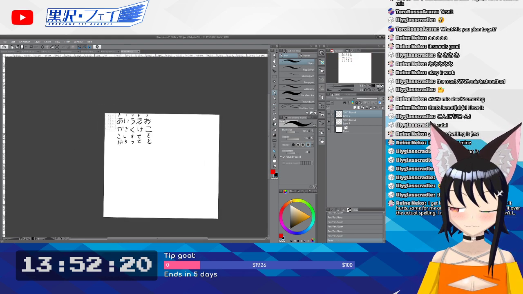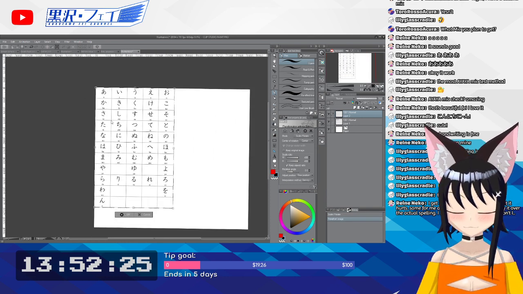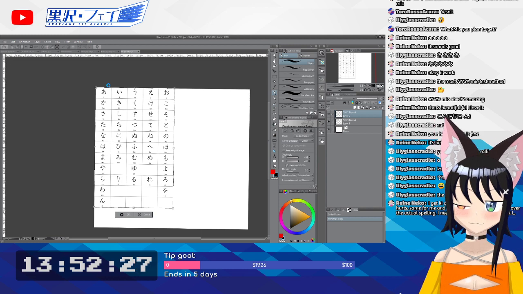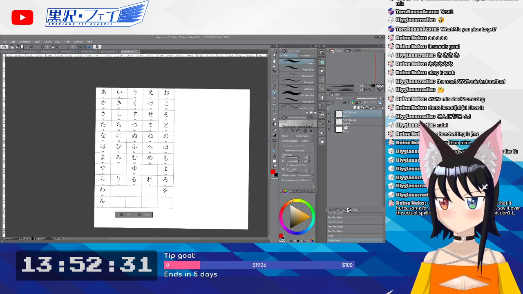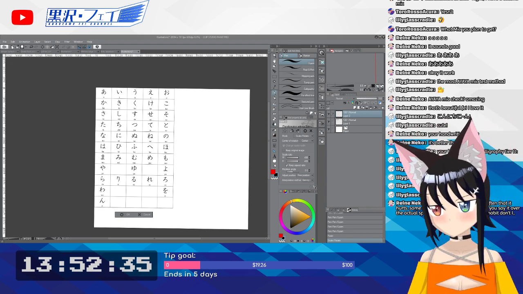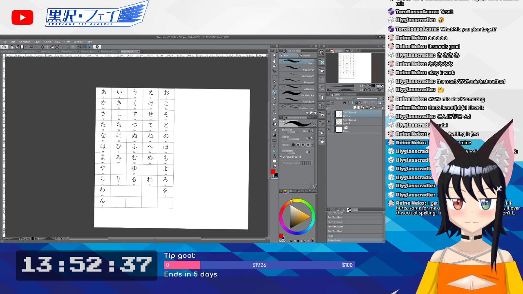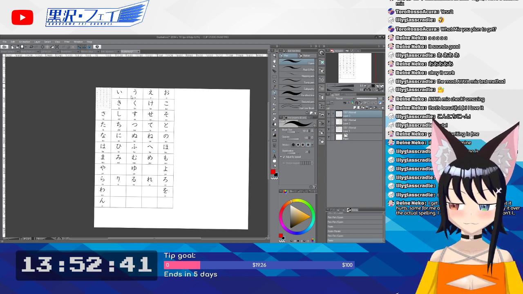Let's go back over here. And here, look at that. A list of every single hiragana. So, cool. On the other hand, we have katakana. And they look like this.